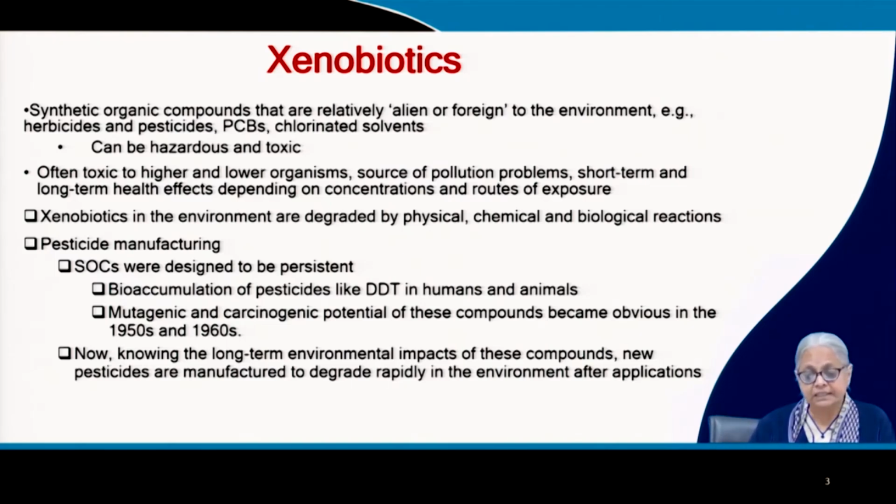Until in the 50s, 60s, 70s, it became more and more apparent that these pesticides were bioaccumulating in the tissue of human beings as well as animals and birds. And DDT is one of the best documented examples of a pesticide that bioaccumulates. Many other compounds, not just DDT, but many other pesticidal compounds have mutagenic and carcinogenic potential, which became obvious, like I said, through the 50s, 60s, 70s, and people are still working on these compounds.